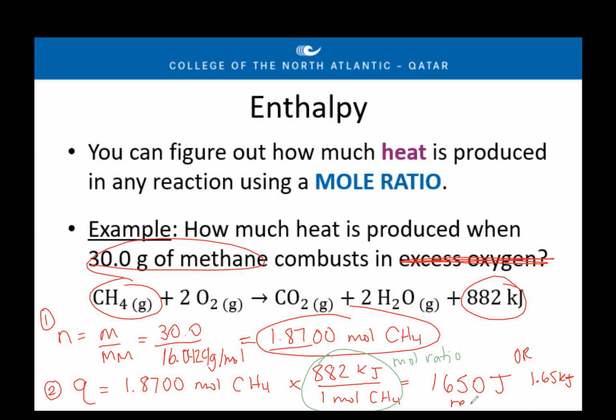This is heat released. Okay, so if I was going to write this as an enthalpy term, it would be negative, but it's just saying how much heat is released or how much heat is produced. It's 1,650 joules, or 1.65 kilojoules of heat released.